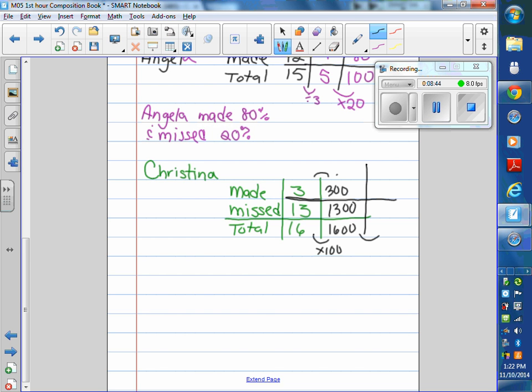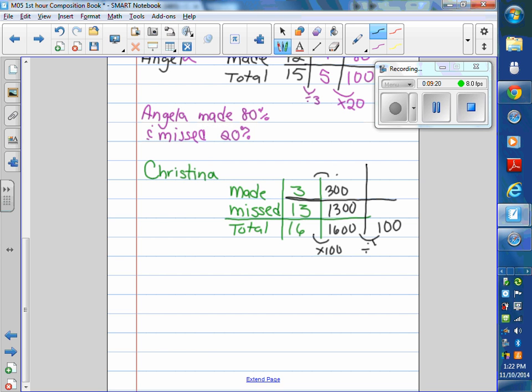So Isidro, what do I need here? What number do I want if I'm looking for percents? To find percent, what number do you need to be your total? 100, right? So I have to divide by. Actually, she made 13 and missed 3. Okay, I can switch that.